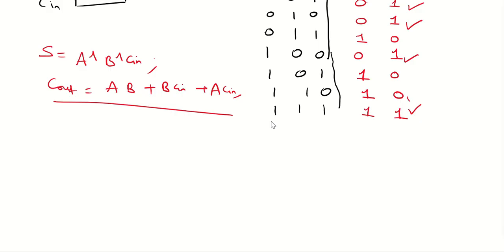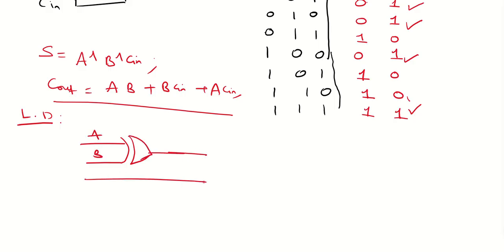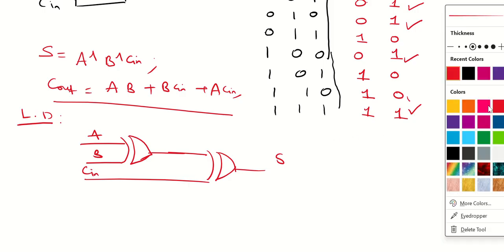Once we have confirmed the sum and carry out, we can draw the logical diagram. The logical diagram is very, very important. First of all, take two XOR gates. The first XOR gate takes A and B as inputs, and its output goes to the second XOR gate along with Cin. That gives the sum. At the same time, you also get the second output, the carry. So how do we get the carry?